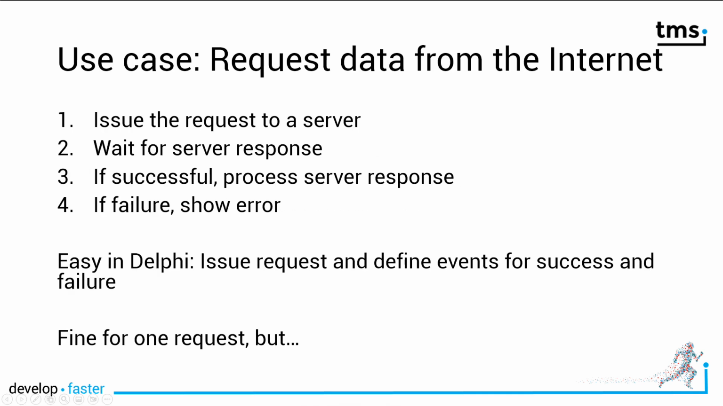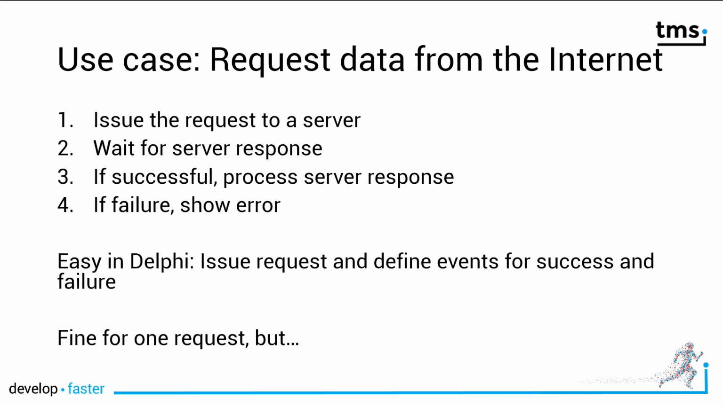The use case you will see a million times all over the internet is requesting data from the internet using promises. And that's exactly what I'm going to show you today. So first, you start by issuing a request to a server. And then you would wait for the server response, and if successful, you would process the server response. And if there is some kind of failure, you would show the error.